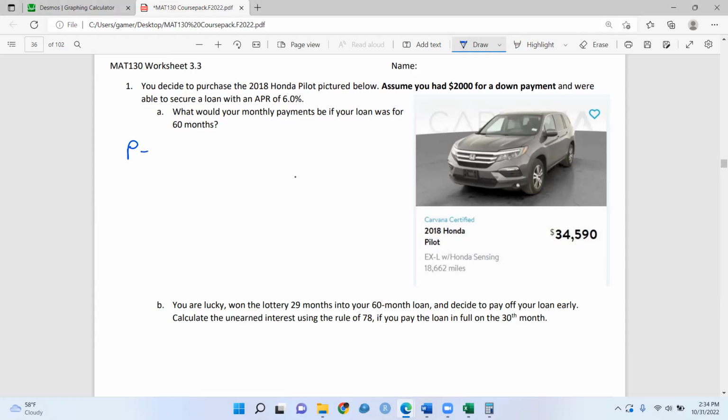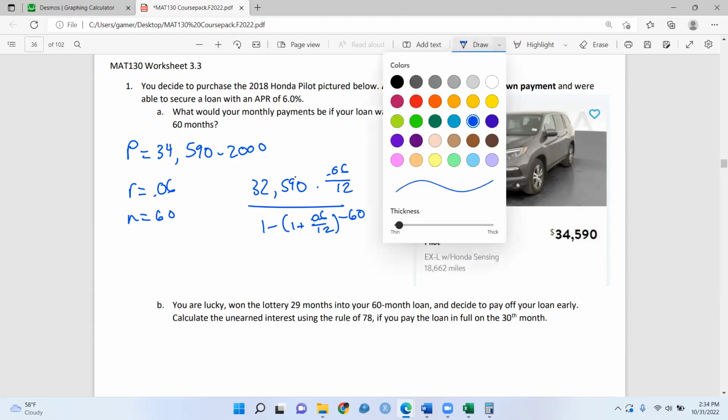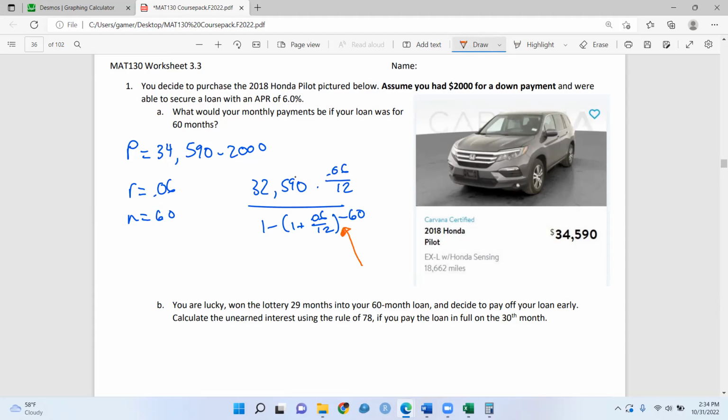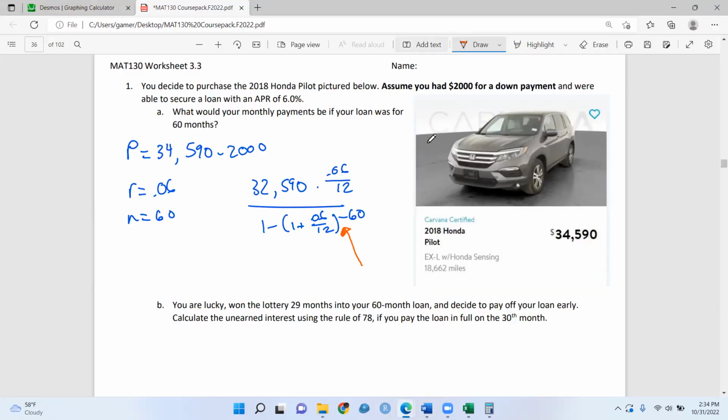So the P is 34,590 minus 2,000. R is 0.06 and n is 60. So we're going to do 32,590 times 0.06 divided by 12, divided by 1 minus (1 plus 0.06 divided by 12), all raised to the negative 60. By the way, an easy mistake to make, I've done it multiple times myself, is to forget to put this negative in. The good news is it'll be quite obvious in Desmos if that happens.